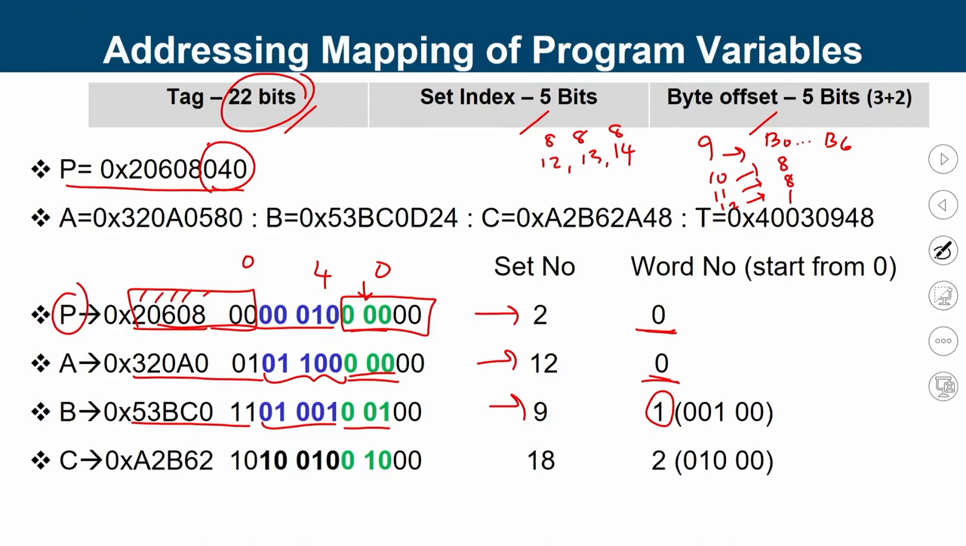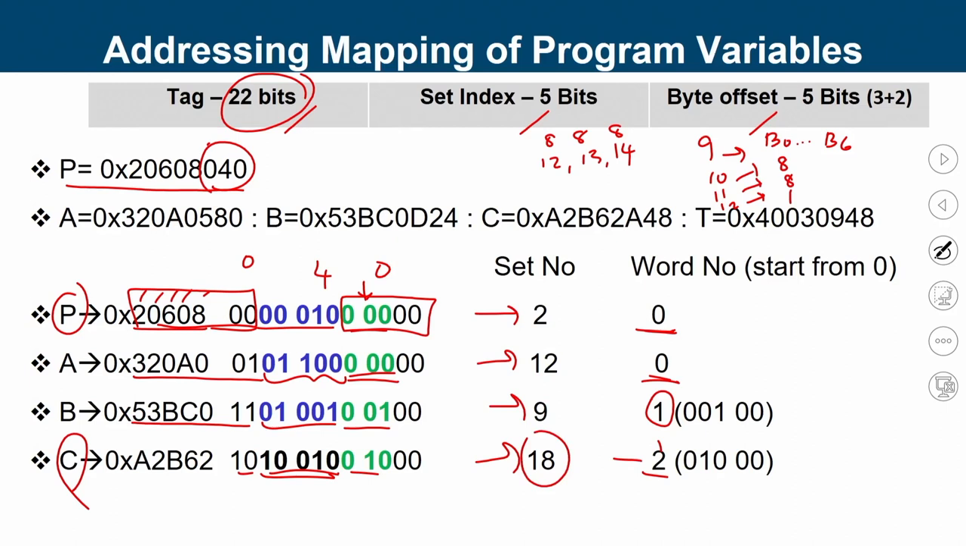Coming into C, if you remove this, the portion shown in black should ideally have been blue. That shows set number 18 and word number 2 onwards. So I could store only 6 words starting from word number 2; word number 0 and word number 1 are not part of C. So inside my memory, in set number 18, word number 2, 3, 4, 5, 6, 7, that much is C.